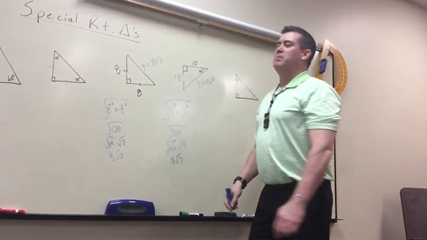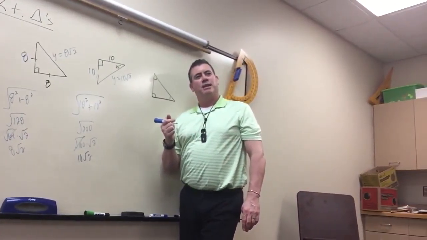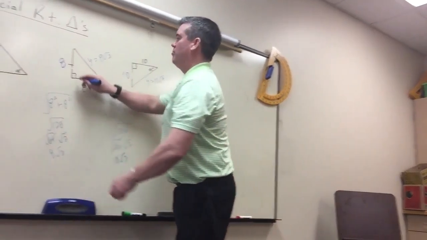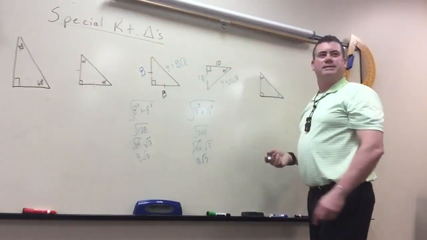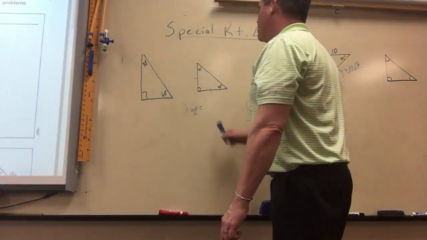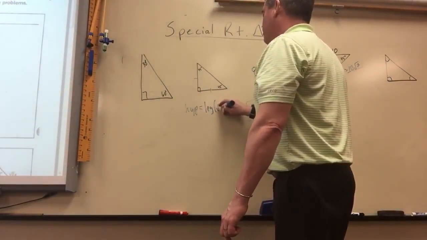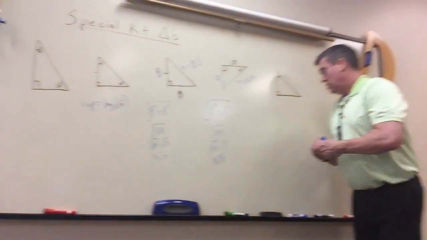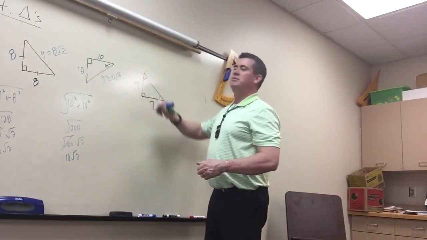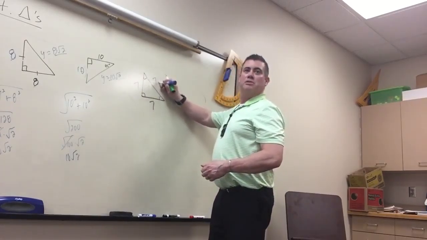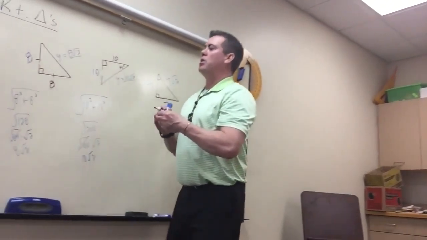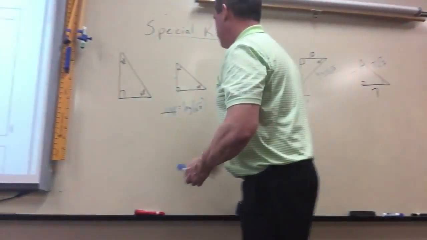Now some of you may have spotted the pattern already. If you know the leg, what's the hypotenuse going to be? The hypotenuse on a 45-45 is always going to be whatever the leg is times the square root of 2. So, if this is 7, the other leg is 7, the hypotenuse is 7 square roots of 2. Okay? So that's the shortcut to find the hypotenuse.